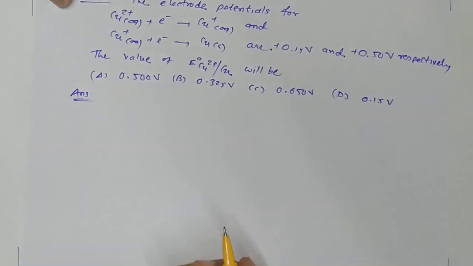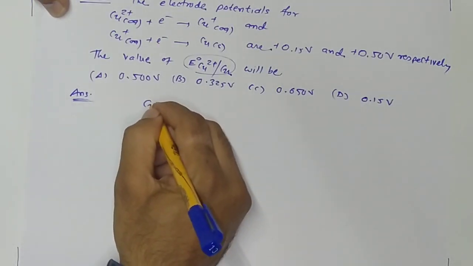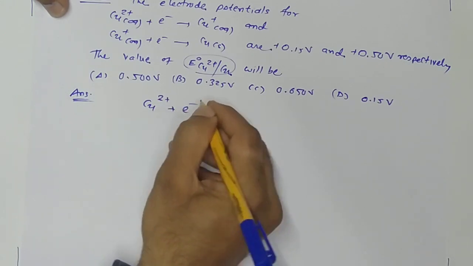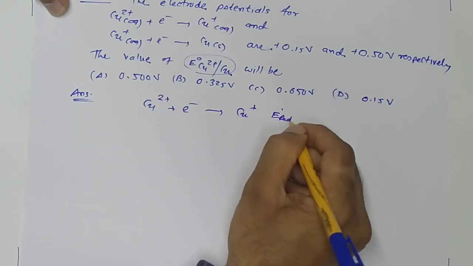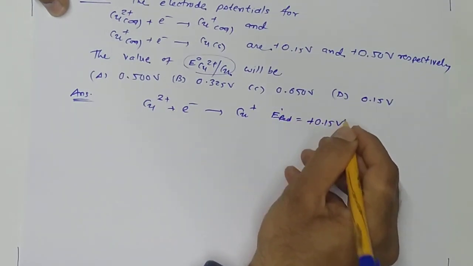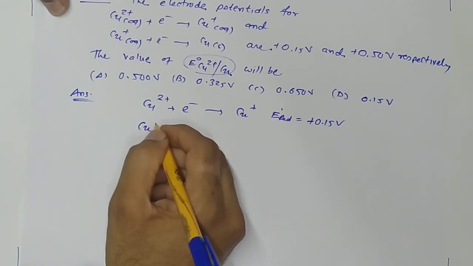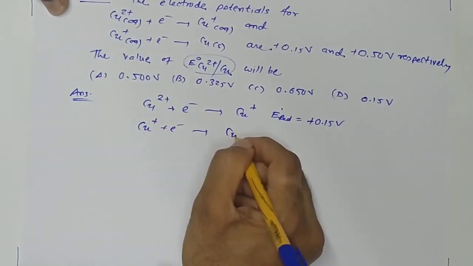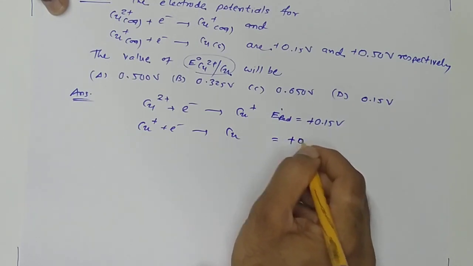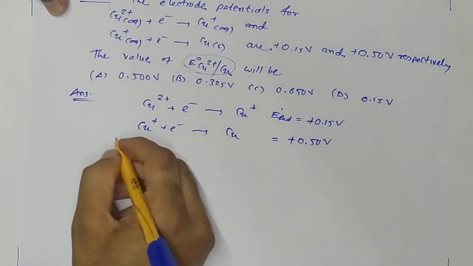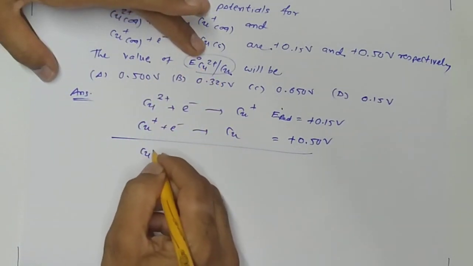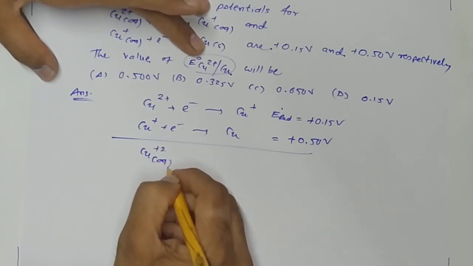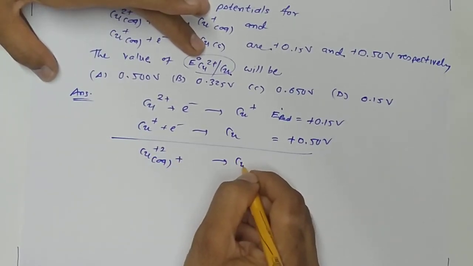So here answer. We have to derive Cu2+ into Cu. Here given values: Cu2+ gains electron gives Cu+. So reduction potential of here plus 0.15. Now for second one, Cu+ gains electron gives Cu. Reduction potential is plus 0.50 volt. Yes. Now listen. Cu2+ into Cu. Yes. So Cu2+ on left hand side and Cu on right hand side.